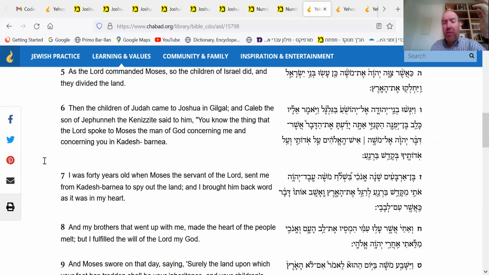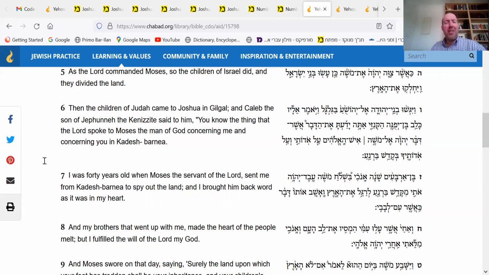So there were only two spies out of the 12, each spy representing a different tribe, that had confidence and believed that God would be able to give them the land. Those two were Joshua and Caleb. Now they meet again, right? 38 years later, or even more, because we also had the 7 years of conquest, right? So many years later, close to 45 years, they meet again.